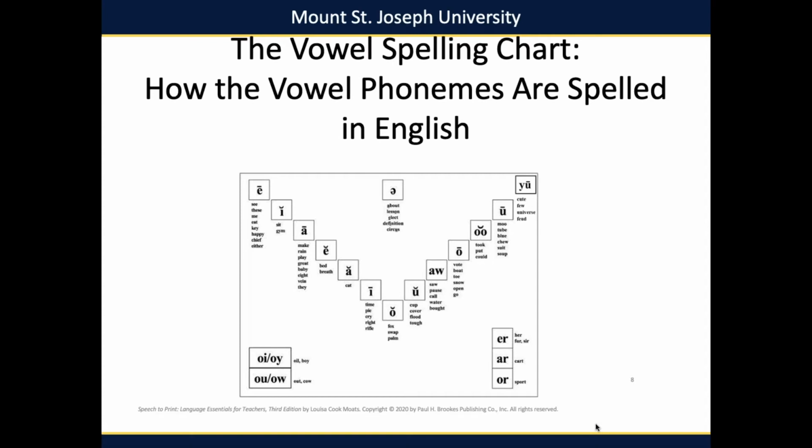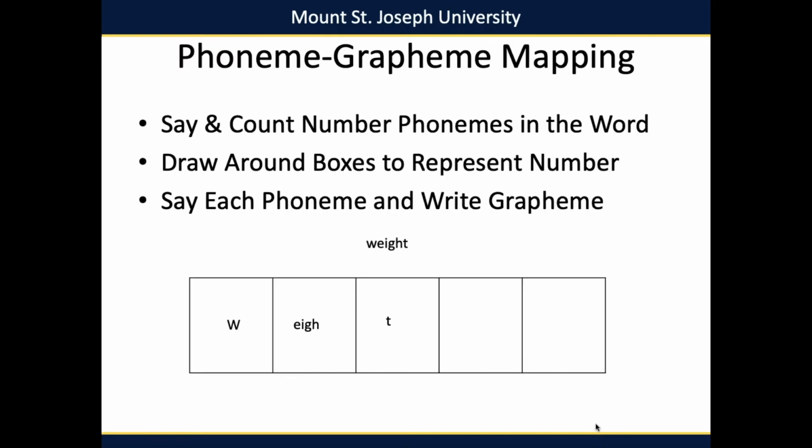As the graphemes are taught that represent each vowel sound, new keywords can be added to the wall. Looking at a chart like this can help teachers make decisions about how to order instruction from easier to harder, how to select words to use in phonemic awareness, phonics and spelling instruction, and how to analyze the errors students make in spelling.